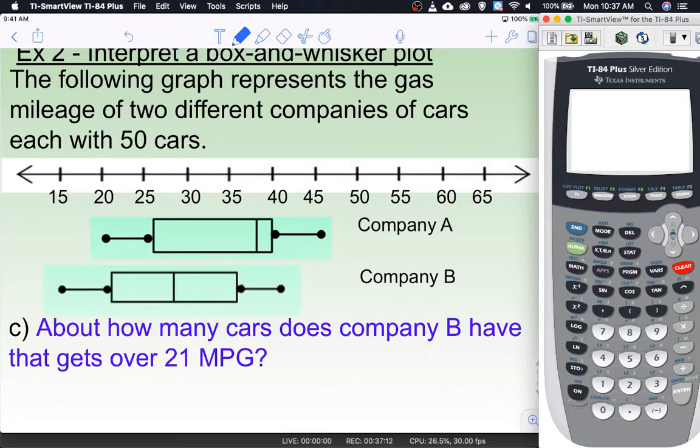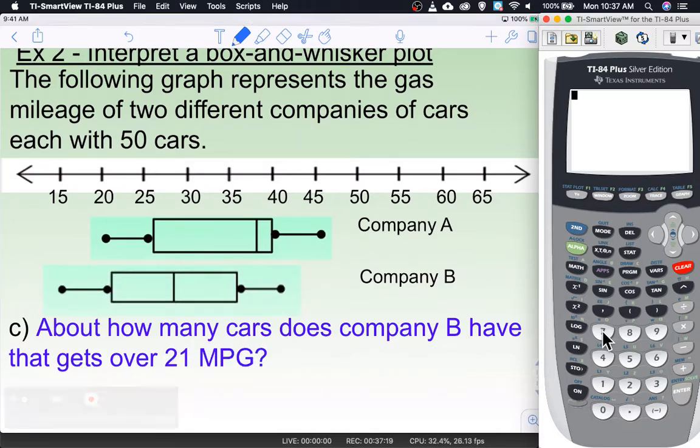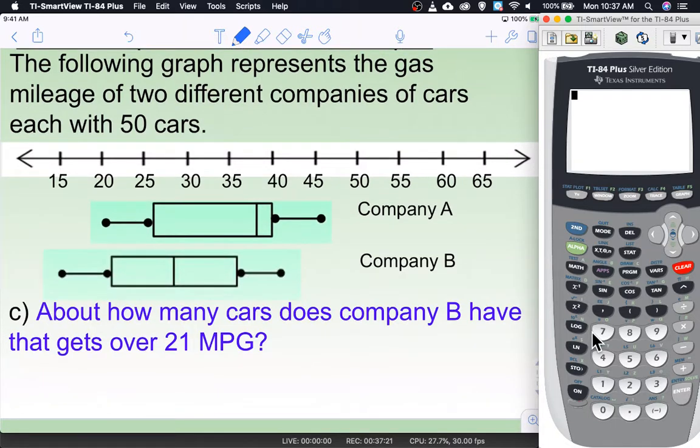One for you. Same graph, same companies. About how many cars does Company B have that gets over 21 miles per gallon? How many cars do they have that gets over 21 miles per gallon? About. Pause the video and do that one on your own right now.